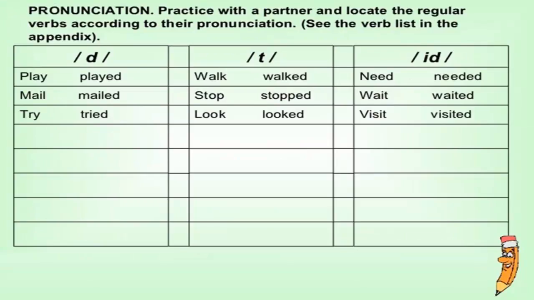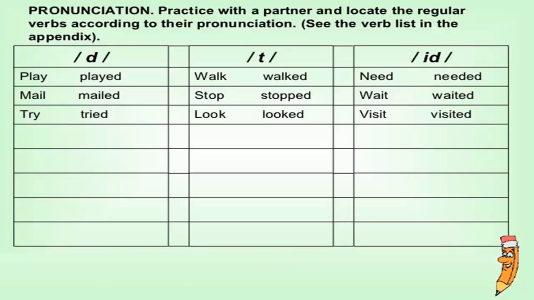Let's now move to the pronunciation of the ed endings in past regular verbs. Past tense of verbs in English with ed endings are pronounced in three different ways: t, d, id. So the ed in the first column sounds like d because it's preceded by a voiced sound. Play, played. Mail, mailed. Try, tried.